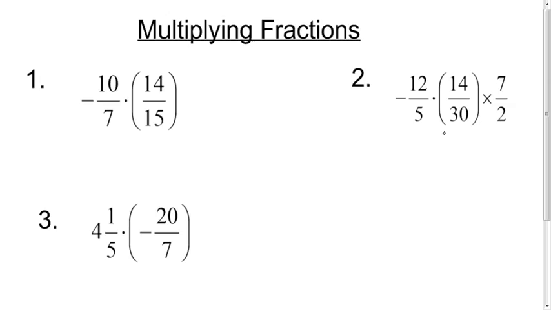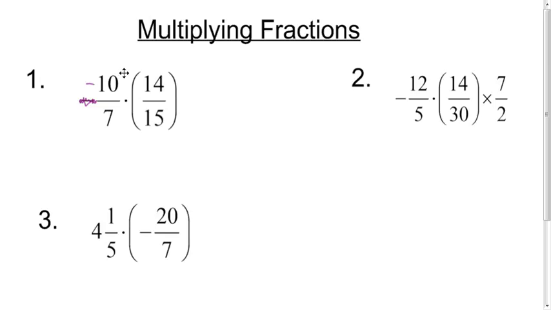So, multiplying fractions. Okay, I have 3 examples here. They're all trying to highlight something a little bit different. In the first one, it says -10/7 times 14/15. Well, one of the things that people tend to say is, well, is the 10 negative or the 7 negative, or are they both negative? Well, they can't both be negative, because a negative over negative would be a positive, and it says -10/7. So one thing you want to do is associate the negative with the top or the bottom, numerator or denominator.